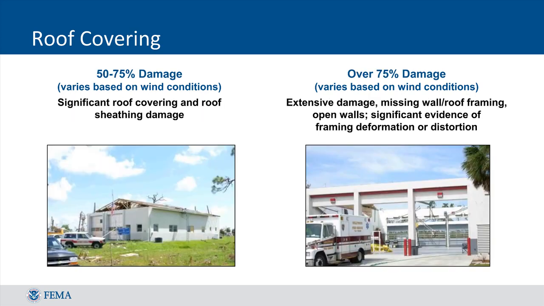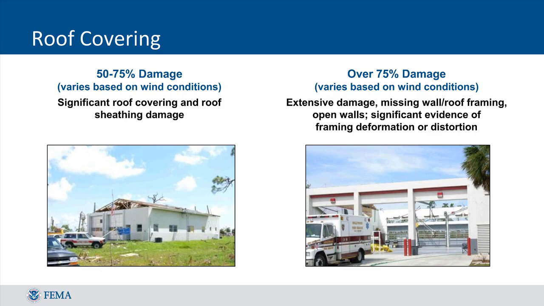In the range of 50 to 75% damage, there will be significant loss of roof covering, and you may begin to see some damage to the sheathing of the roof. Large sections of the roof may have been torn off by the wind in this scenario, but other sections may remain in place and cover parts of the structure, such that the complete replacement of the roof would not be necessary.